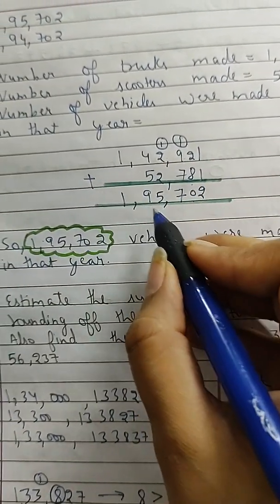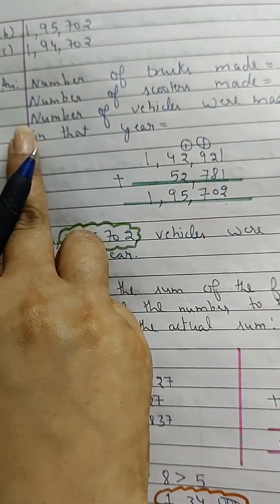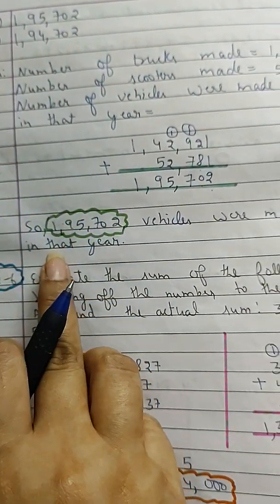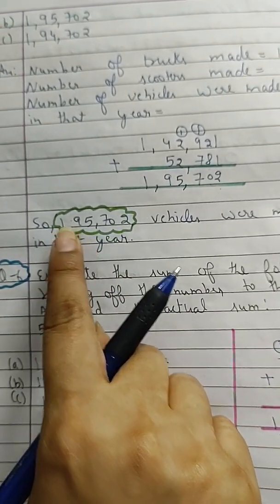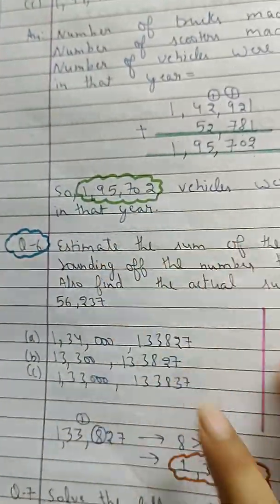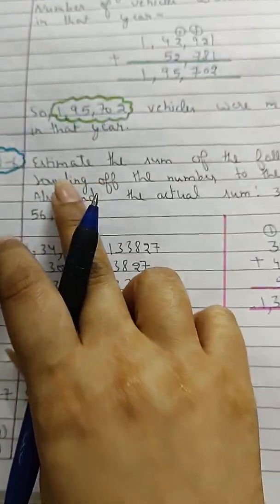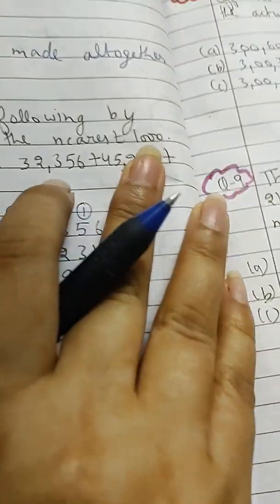So it means that 1,95,702. Here we have 3 statements at the starting and 1 ending statement, so at least 4 statements should be there in the word problem. So 1,95,702 vehicles were made altogether in that year. Now come to question number 6 here. Estimate the sum of the following by rounding off the numbers to the nearest 1000.